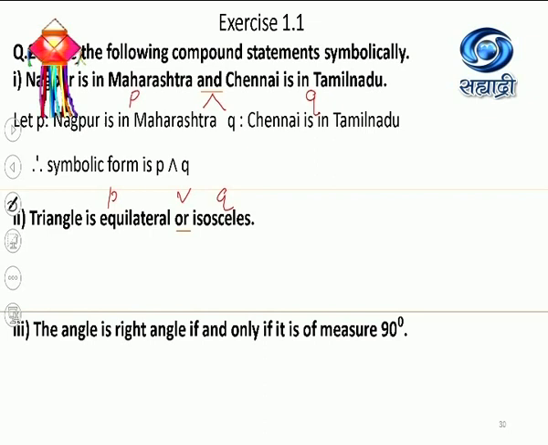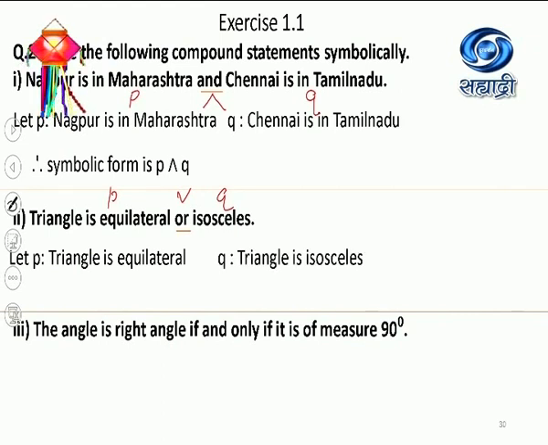Okay. So write the simple statements. P: Triangle is equilateral. Now the second statement Q, I just cannot write isosceles. It has no meaning. It has to be a statement, and generally the statement will start with a name or whatever the thing is given, and here it is triangle is isosceles. That is what is meant from the compound statement.